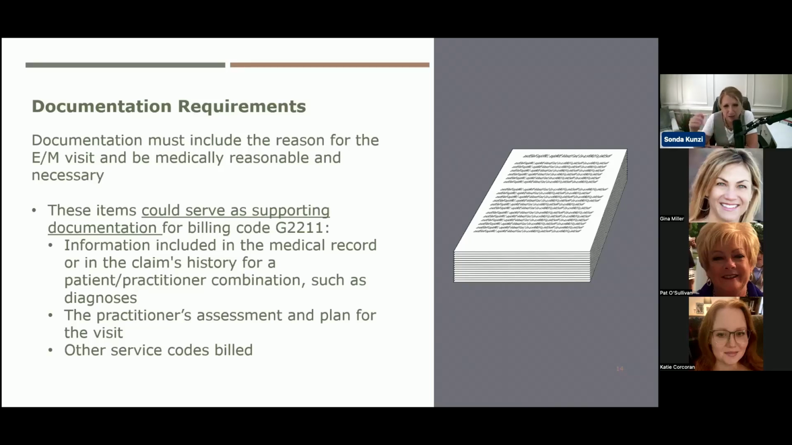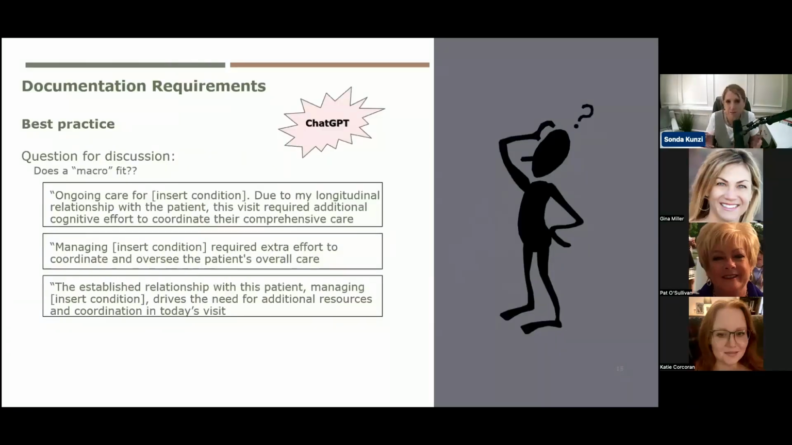And then, of course, they look for other service codes that are billed and that you have documentation. But then let's say, okay, well, all of that's there. What else might work? I do believe there are things you can do. It's best practice. So don't scratch your head. I don't want anyone to feel like, well, CMS said I don't need anything for G2211, I just need my E&M to be medically necessary. You know what? I'm going to tell you my opinion. I'd put something in there.